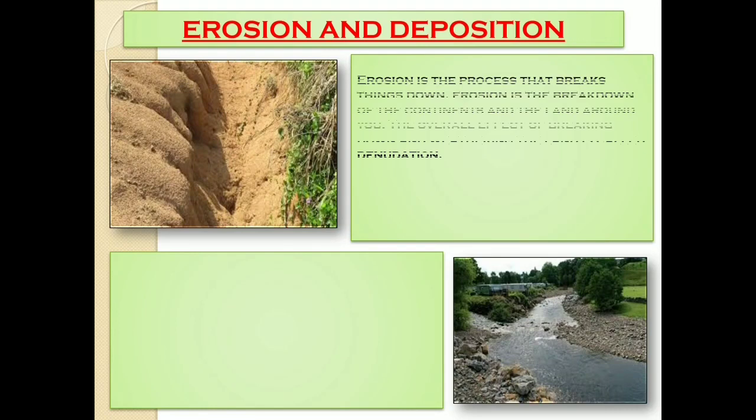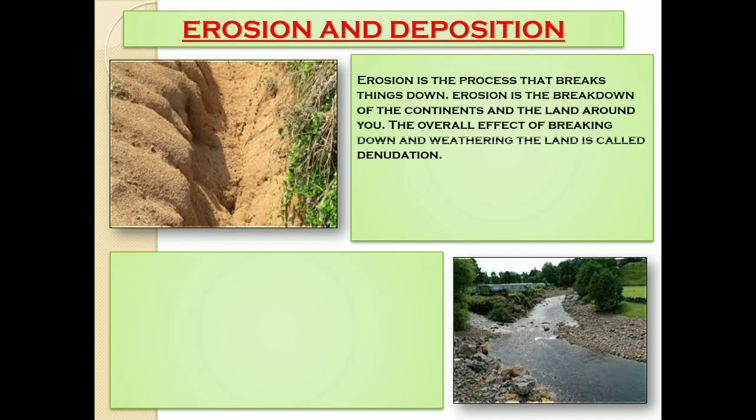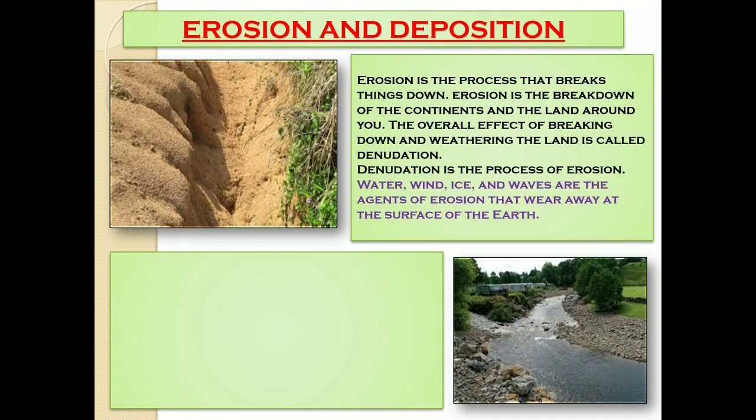What is erosion? Erosion is the process that breaks things down. Erosion is the breakdown of the continents and the land around you. The overall effect of breaking down and weathering the land is called denudation. Denudation is the process of erosion. Water, wind, ice and waves are the agents of erosion that wear away at the surface of the earth.